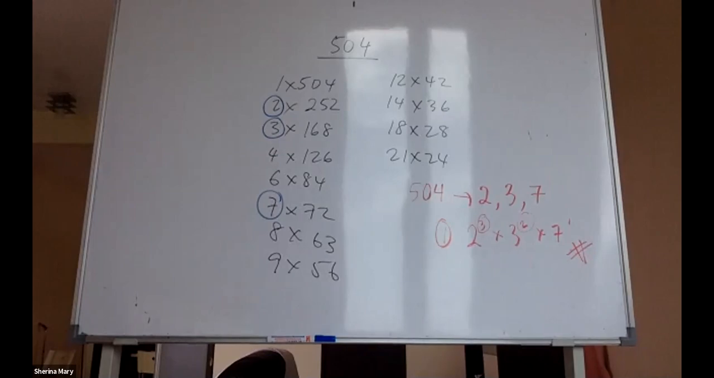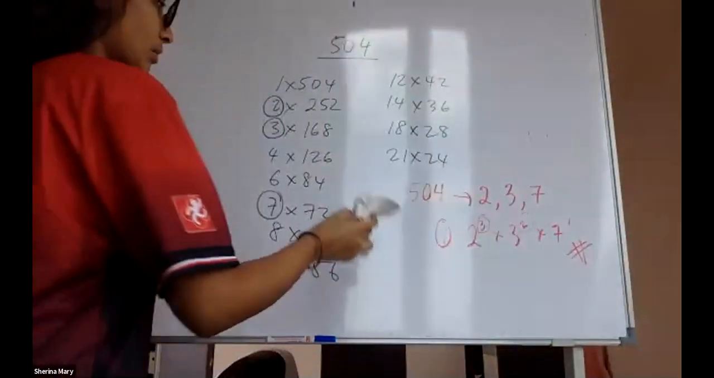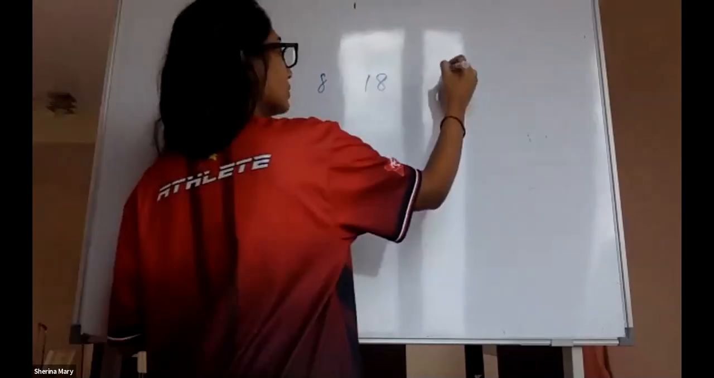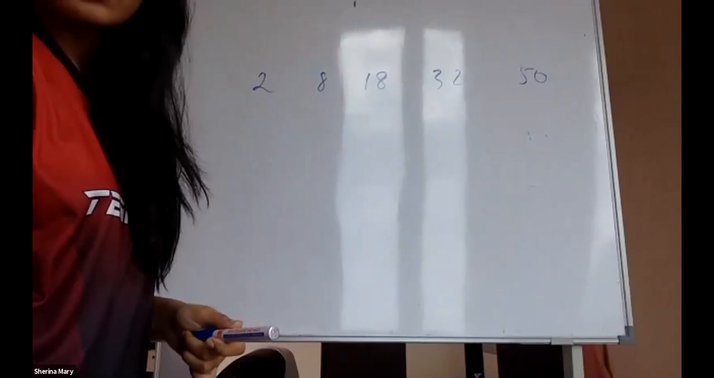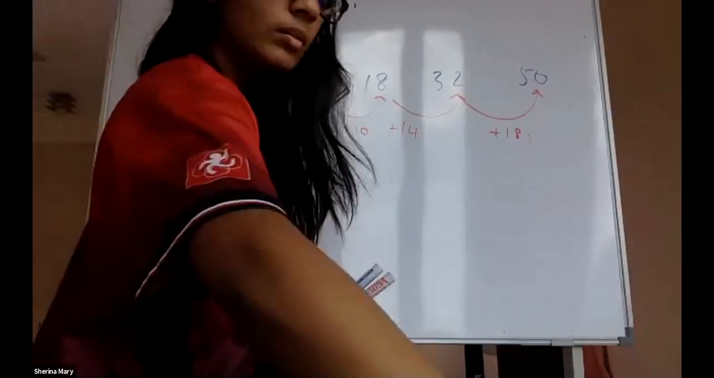What pattern is it? It can't be +4. The pattern is... what is the pattern? From 2 to 8, 18, 32, 50. You all see the whiteboard? From 2 to 8, how many did I add? 6. 8 to 18, 10. 18 to 32, 14. 32 to 50, 18. So the differences go up by 4 each time: 6, 10, 14, 18.